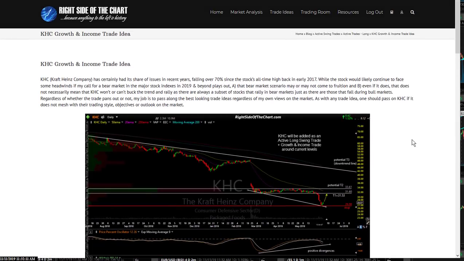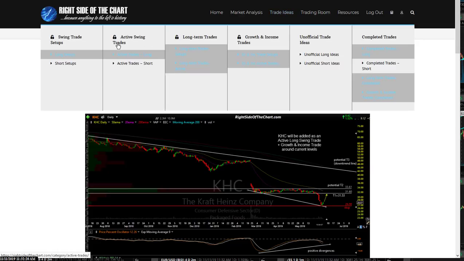You will almost always find the trade parameters in the first post of an official trade idea. By the way, if it's under this category, any of these right here, swing trade setups, active swing trades, long-term trades, growth and income, these are all official trade ideas. An official trade idea will always list the differences between an official and unofficial. It will always list specific trade parameters.